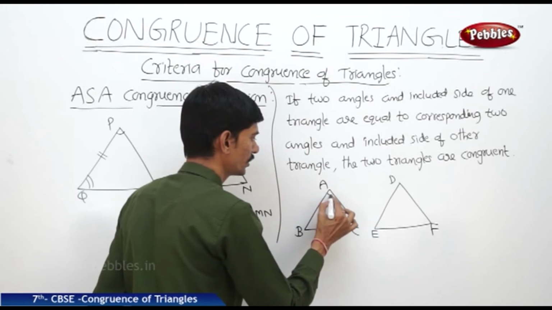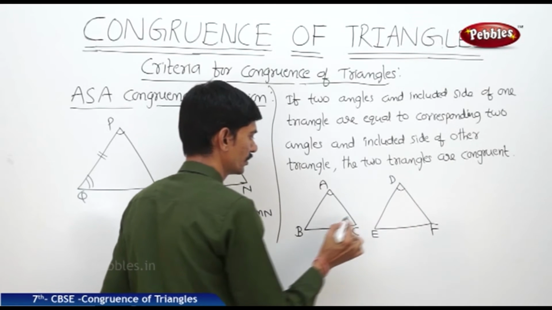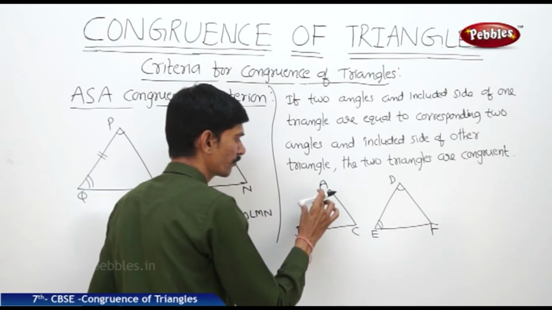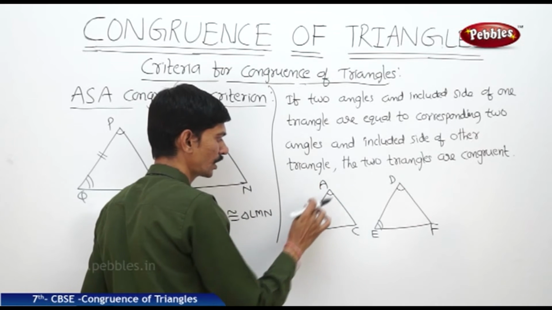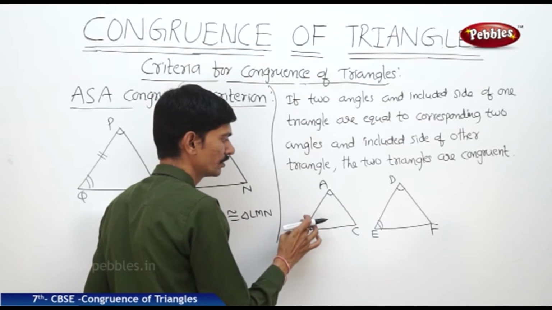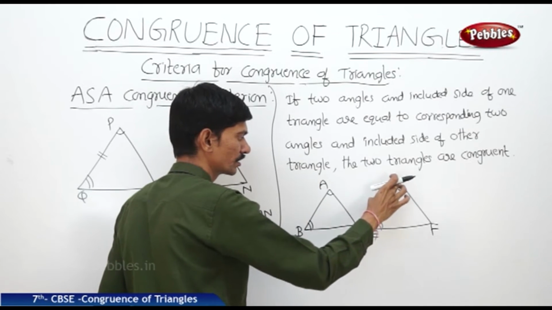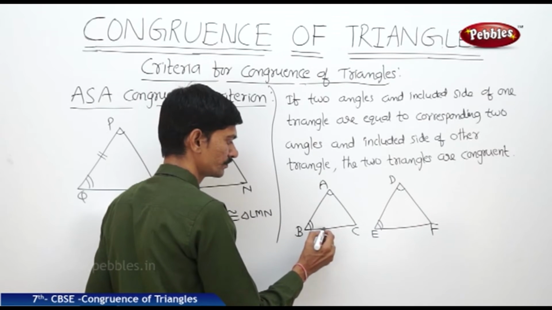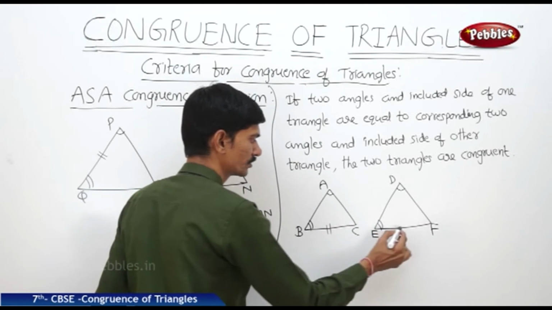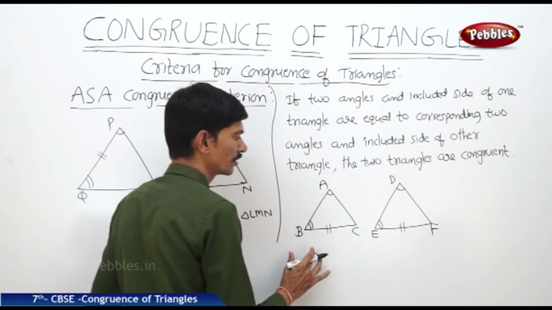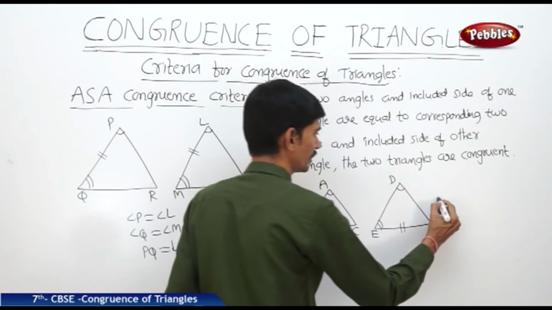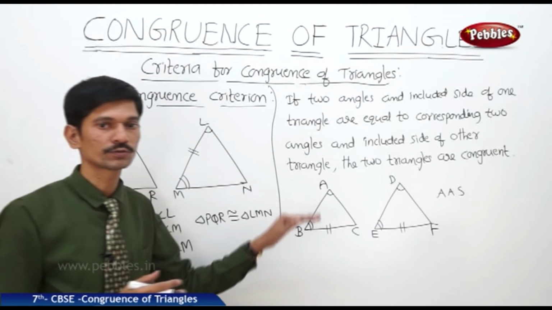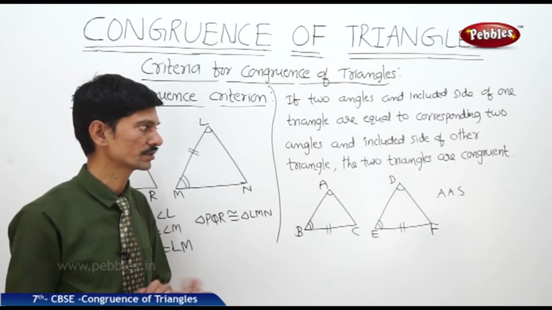for example, angle A equals angle D and angle B equals angle E. But what is the included side between the two angles? So that is AB. Here also the included side is DE, but here included sides are not equal. But here BC equals EF. Now this can be stated as AAS.